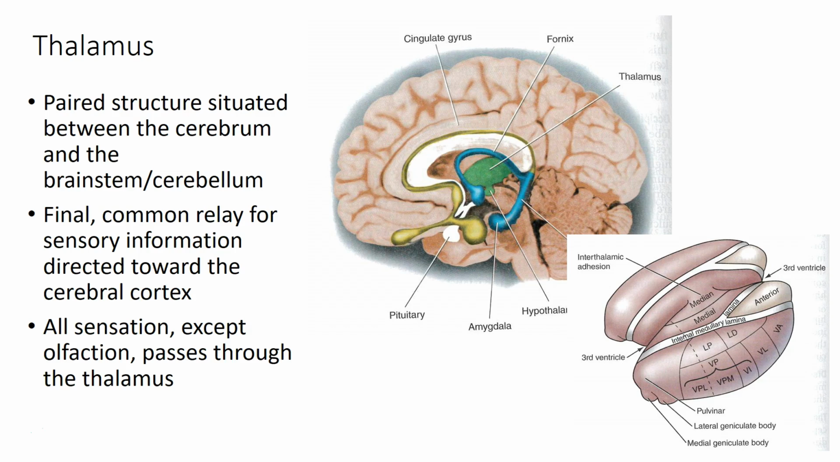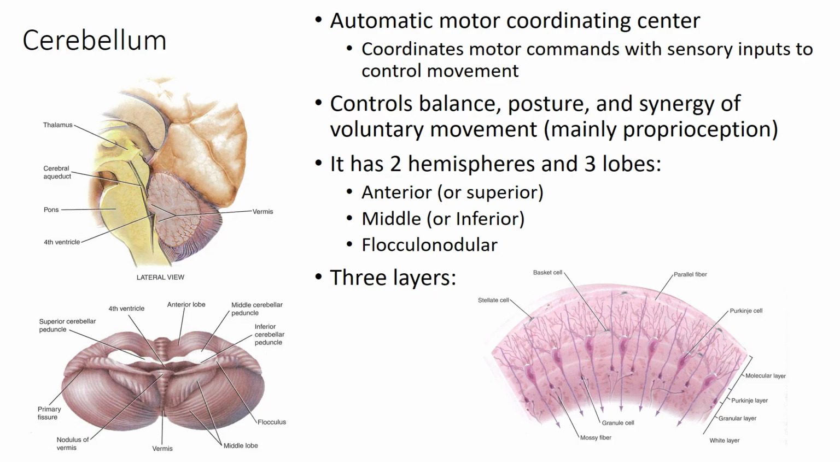Sensory information from everything but the sense of smell will pass through the thalamus in some way. So that covers your vision and your hearing, as well as your body senses, like touch and pain and whatnot coming from the body, as well as things like proprioception, your sense of what your body position currently is.